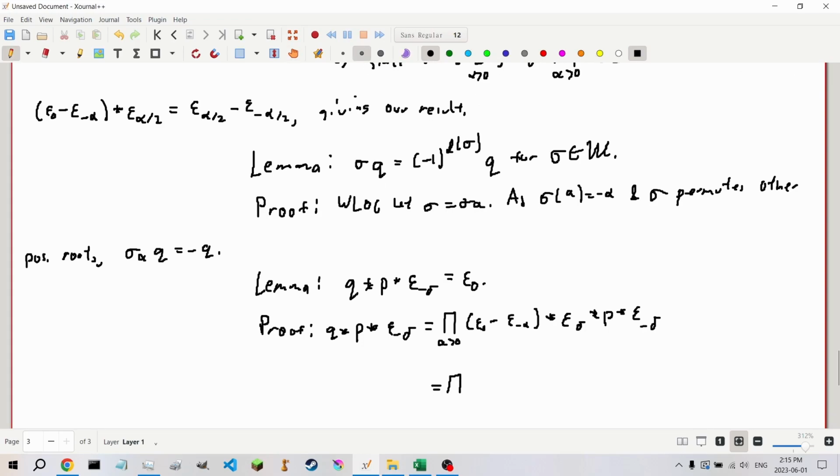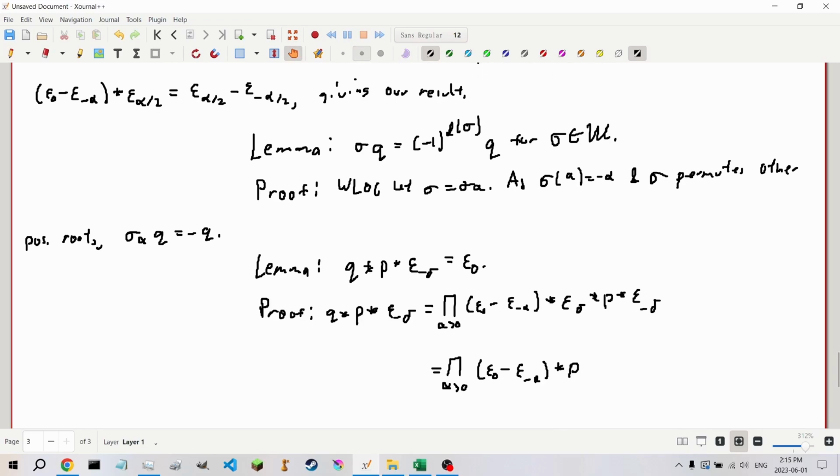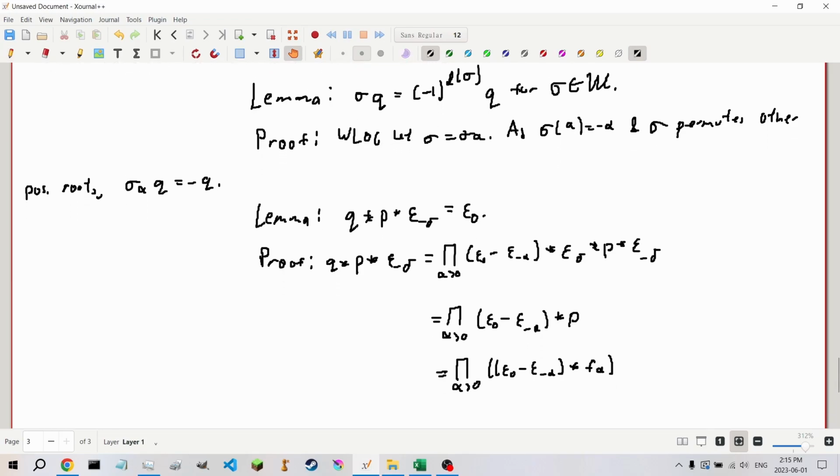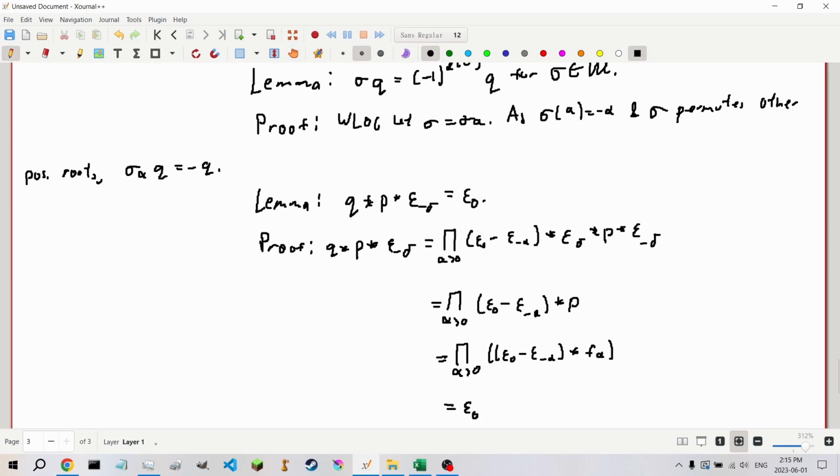This is just a convolution over positive roots, of course, of epsilon 0 minus epsilon negative alpha, convoluted with our p, which is itself the product over positive roots of f alpha, which, as we saw, is just our epsilon 0. Alright. So, one second, we'll move on to our fourth lemma.